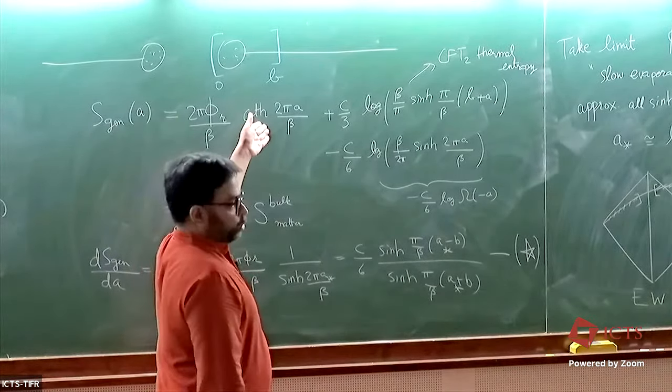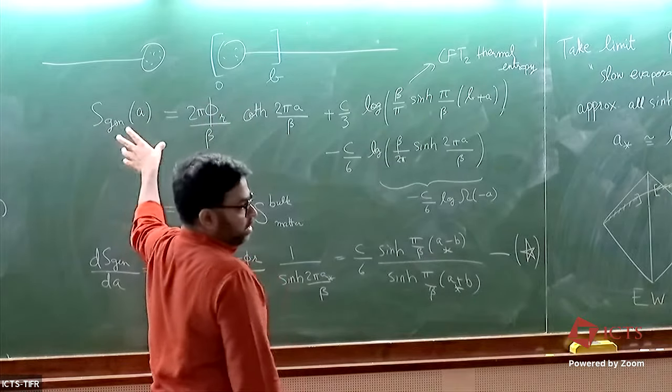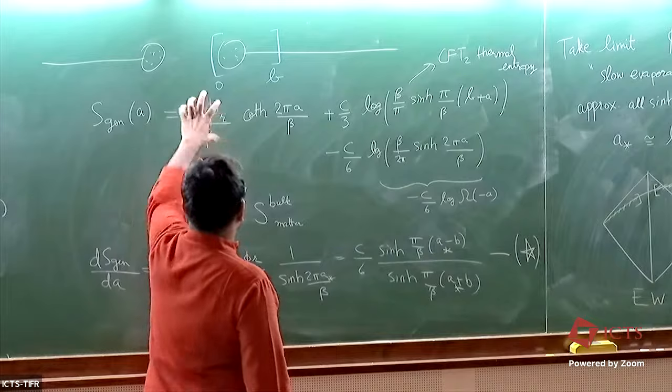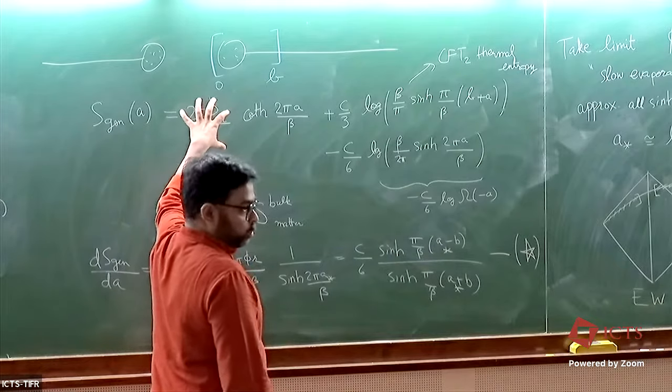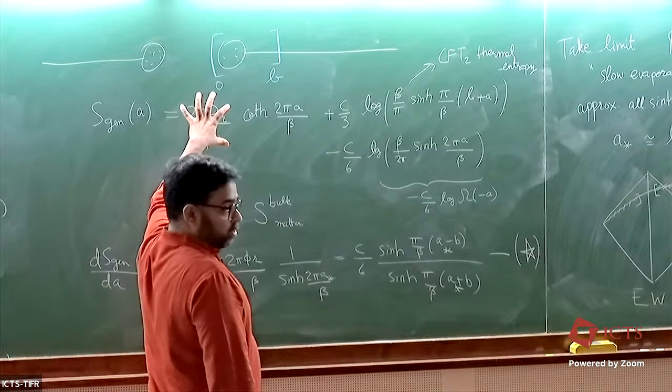And this coth is almost 1, right? Because A is big. So then the value of S gen at the extremal surface is just this thing, which was the black hole entropy, right? This part was just the black hole entropy.